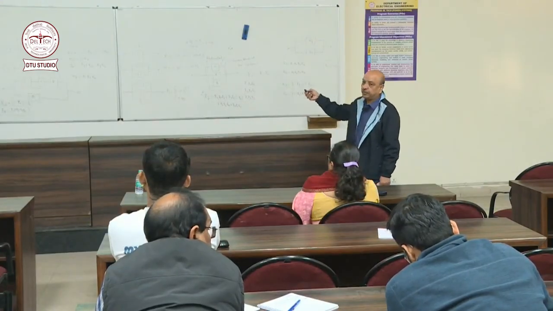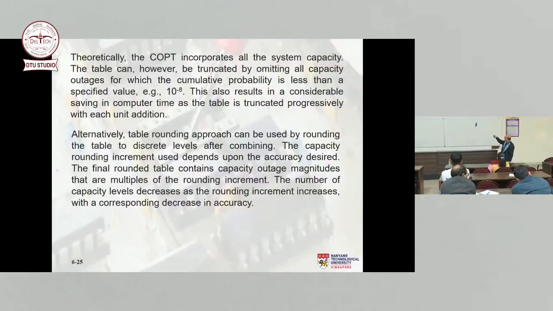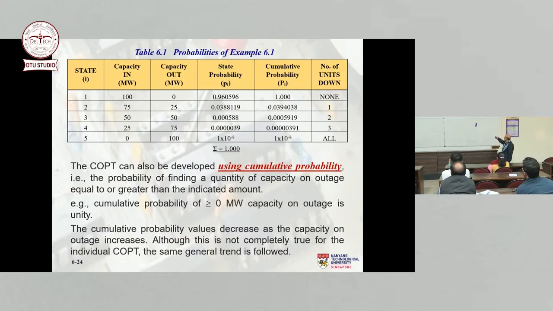It's called a rounding approach. But the truncation approach is obviously simpler, because all you do is, once your cumulative probability hits a certain value, below this all the values will be even smaller. I just now told you that cumulative probability will always start from 1 and will always reduce. So once you hit this value, you say, I'm not going to go below this at all. I'm going to draw a line. That's it. This is my capacity outage probability table.